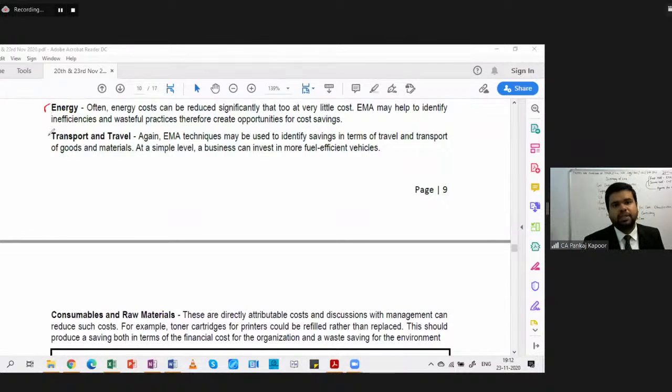Moving further, the transport and travel cost. If a company wishes to reduce the transport and travel cost, what does the company need to do? The company needs to use fuel efficient vehicles.